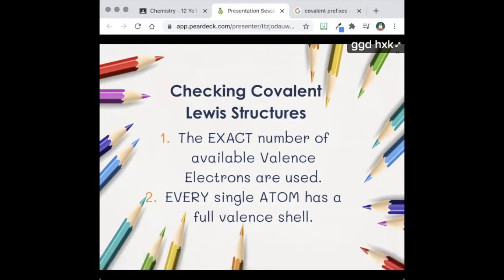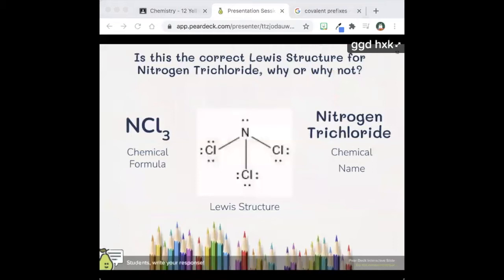In the chat, I'm going to show you nitrogen has 5 valence electrons, chlorine has 7, and because there are 3 chlorines, I'm going to multiply that by 3. That means you need 26 total electrons in your picture. So what I would like you to do, using that information, is decide: is the diagram that you see on your screen the correct Lewis structure for nitrogen trichloride? Why or why not? And you can type directly in the Pear Deck. I'm only going to give you about a minute. And if you think it is not correct, what would you do to fix it?